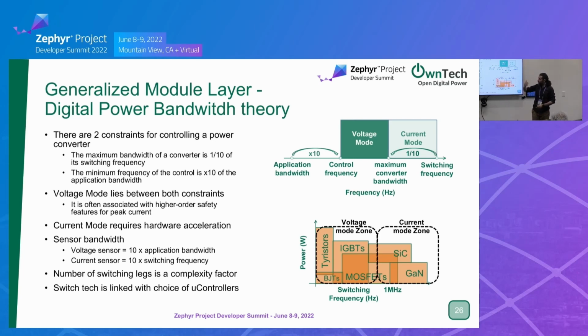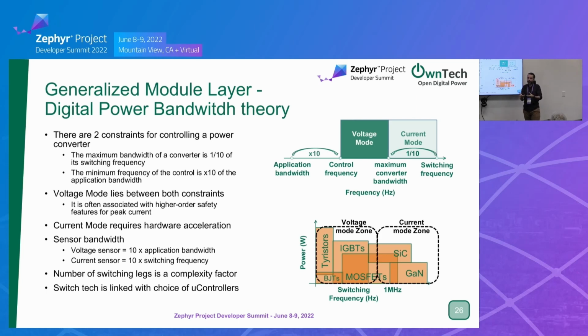The maximum bandwidth of a converter is 1/10 of its switching frequency. That means that you have your switching frequency, and 1/10 of that is how fast your converter can create a sine wave for you. So say you're switching at 1 megahertz, the fastest reasonable sine wave that you can do is 100 kilohertz. I know usually it's half, but we're doing the engineering side where we get some extra leeway here. So that's the maximum bandwidth of your converter.